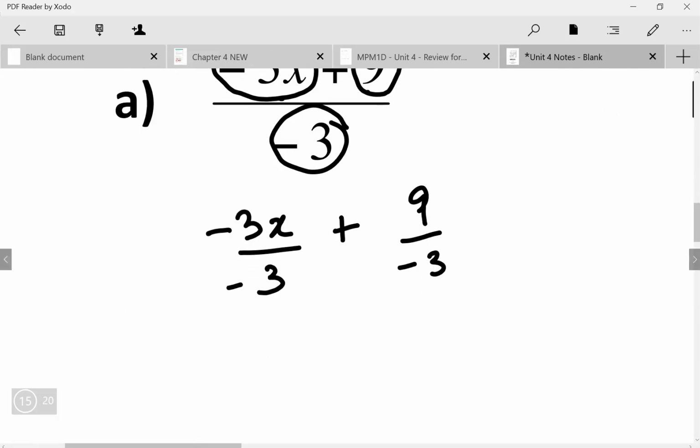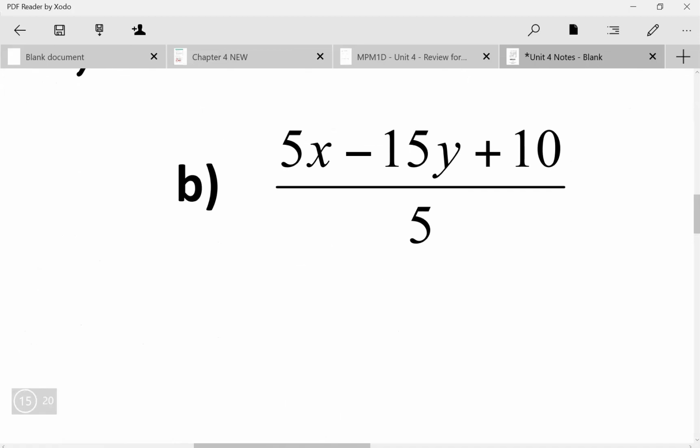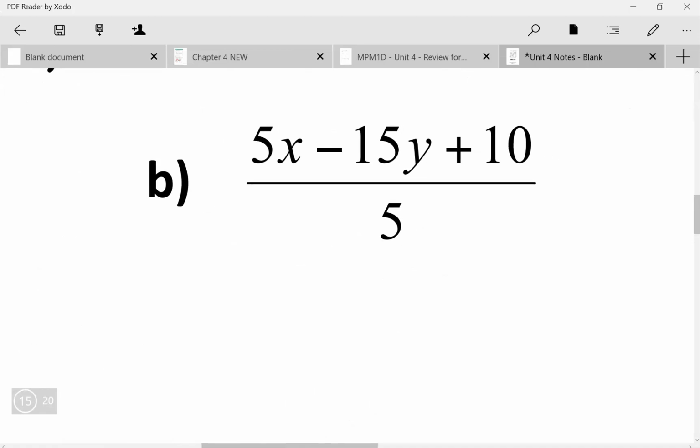So this division is what I'm going to do first. -3x divided by -3. -3 cancels out with the -3. I get x, plus 9 divided by -3 is -3. This is just x minus 3. Every term in the numerator by the denominator.